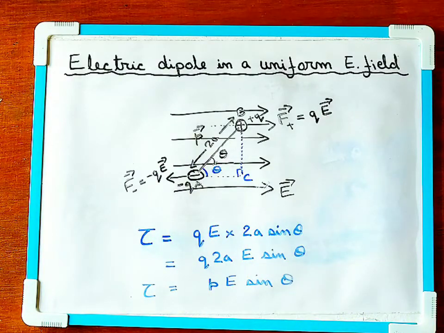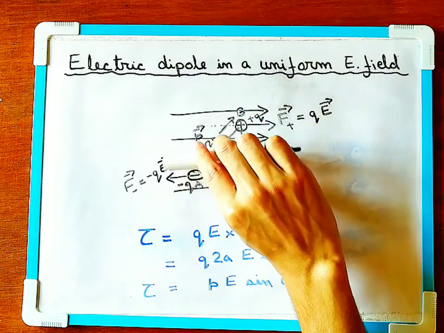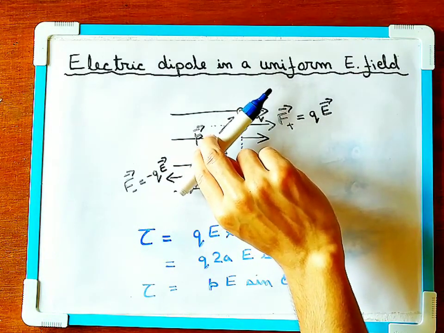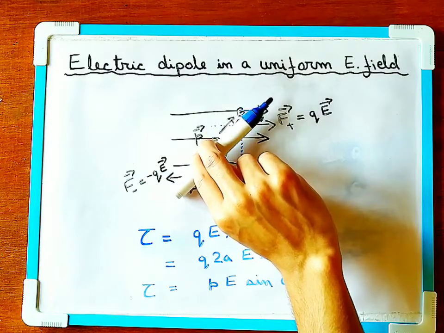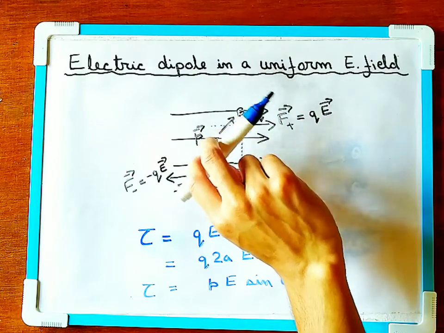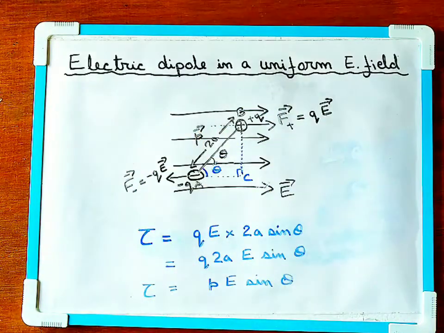So that is the torque, and this torque will tend to align this electric dipole in the direction of the electric field. If the dipole is here, on placing the electric dipole at this position, after a while it will be in this position. So it will try to align this electric dipole in the direction of the electric field.